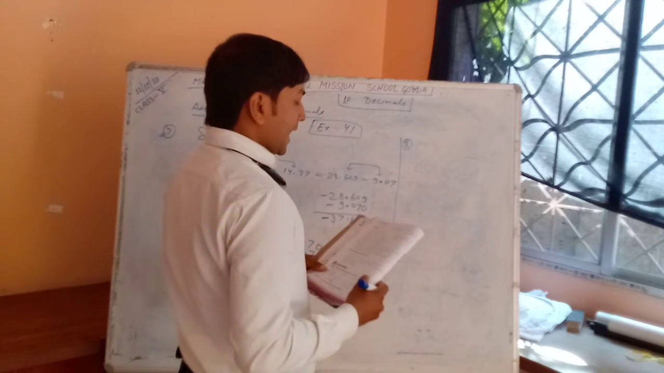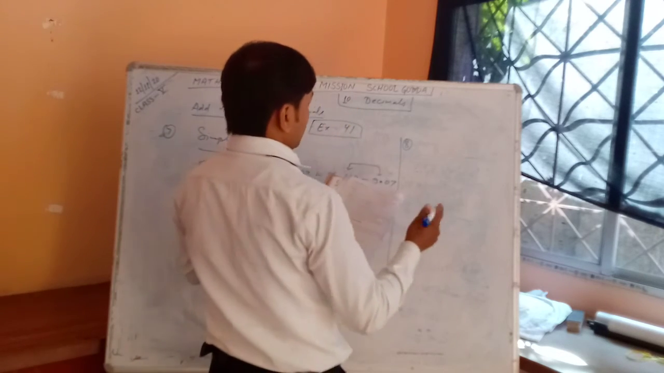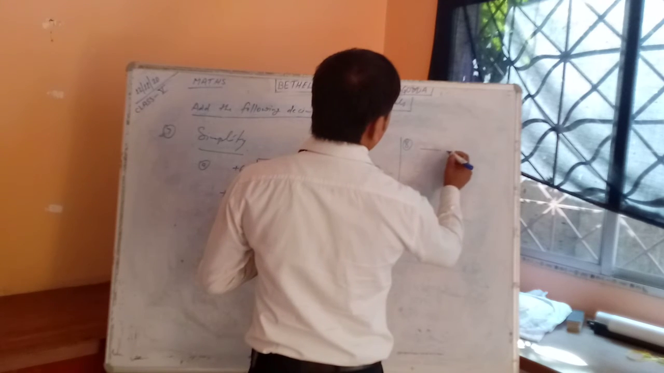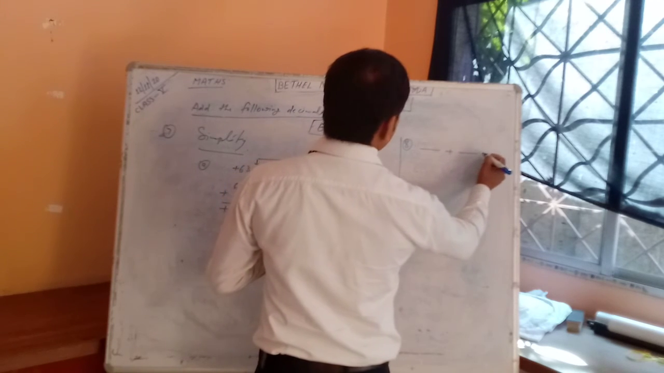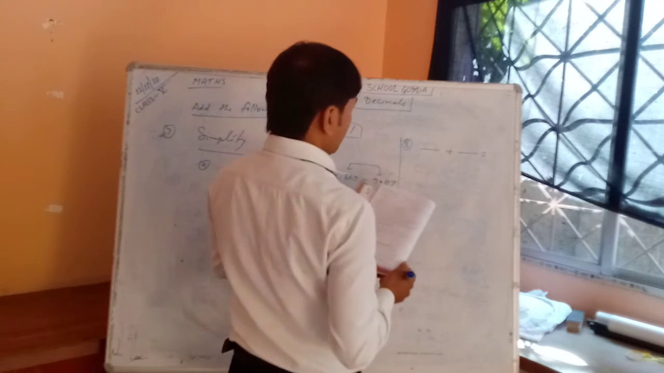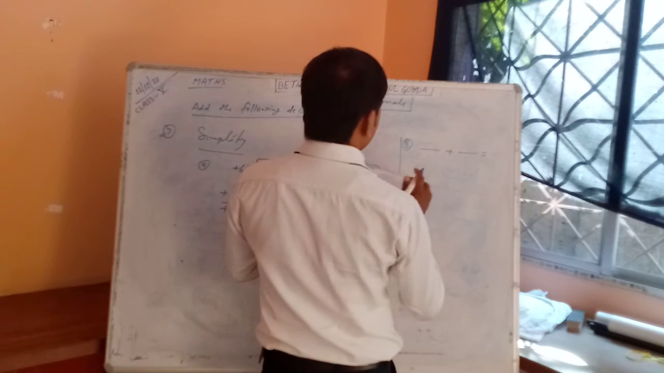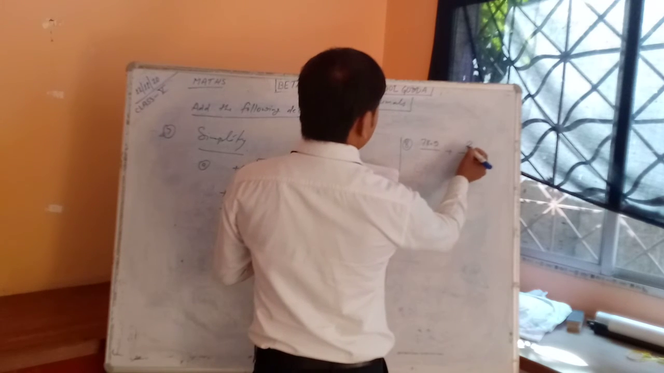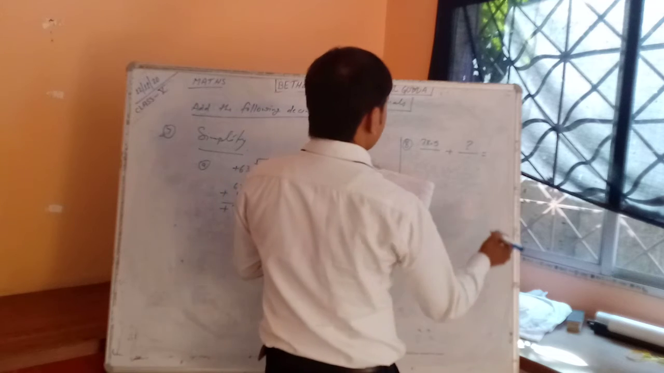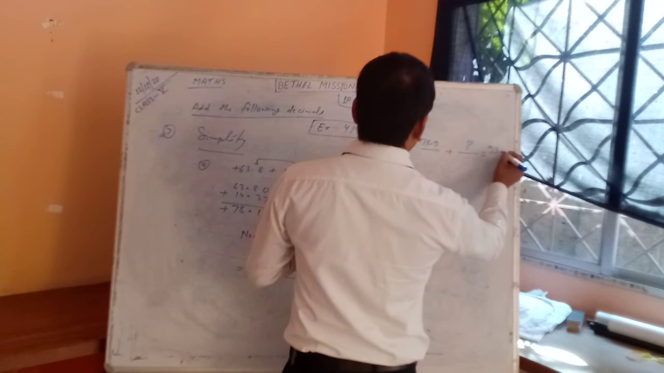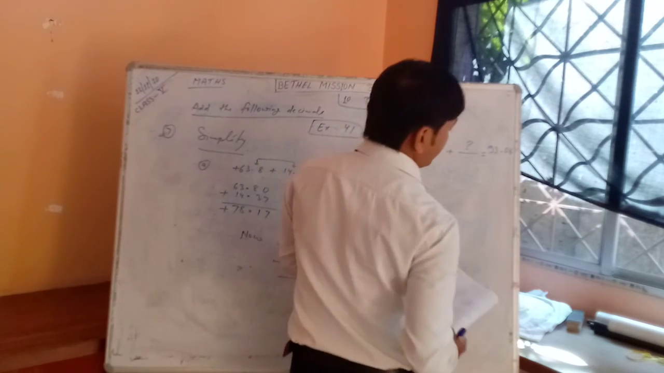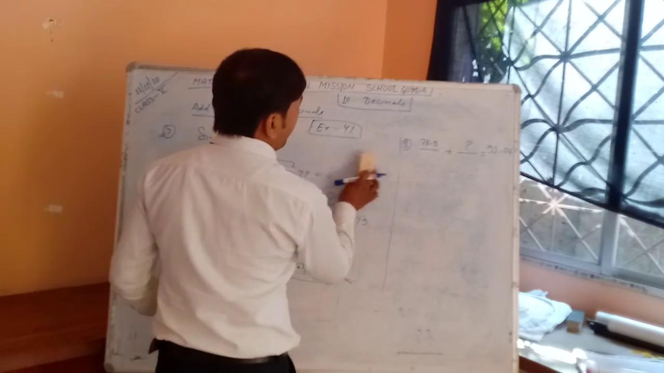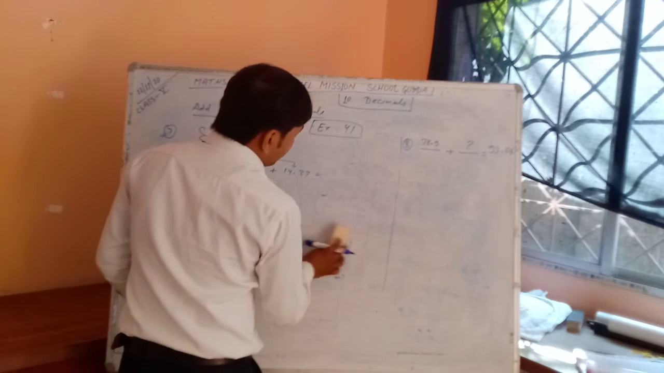What should be added to this to get this one? The question said that there are two numbers. So what should we add to 78.9? What will you add here? Which number will you add to get 93.06? Okay. So which number will you add to get this one?